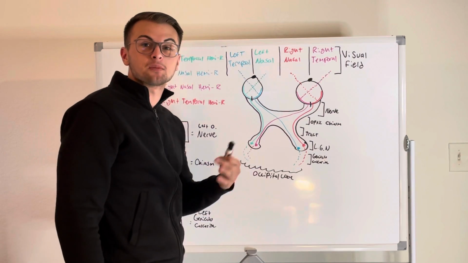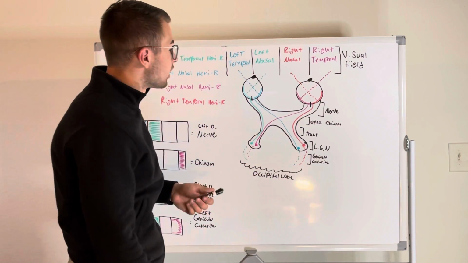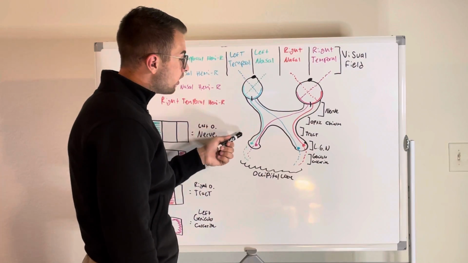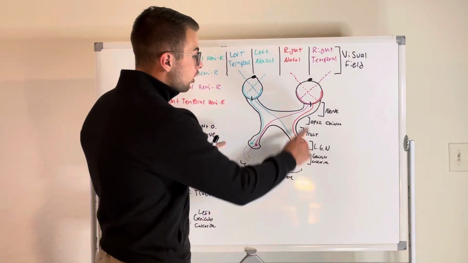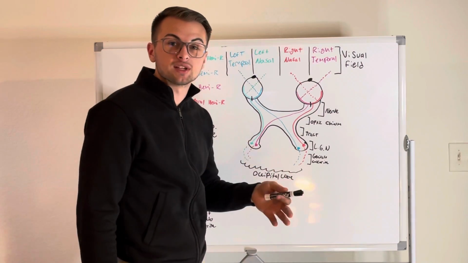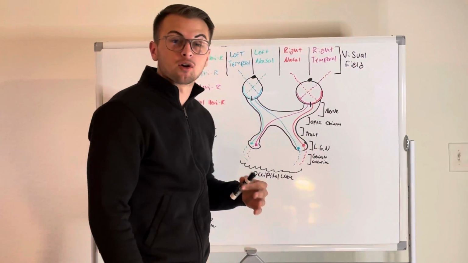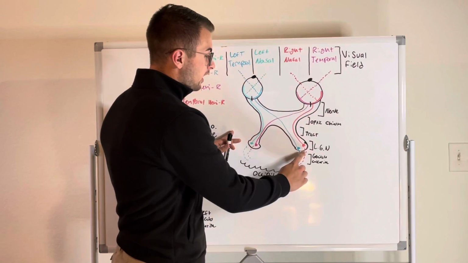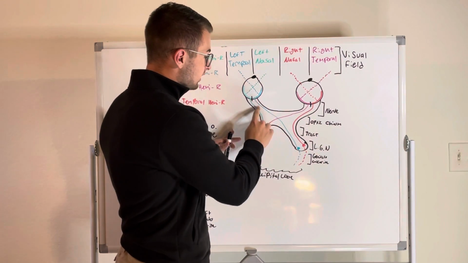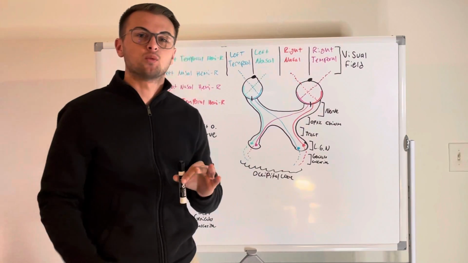And because of the somatic twist that we talked about, our left optic tract is made up of our left temporal hemiretina and our right nasal hemiretina. Now, conversely, our right optic tract, shown here, is made up of our right temporal hemiretina and our left nasal hemiretina. So let's take this one step further.